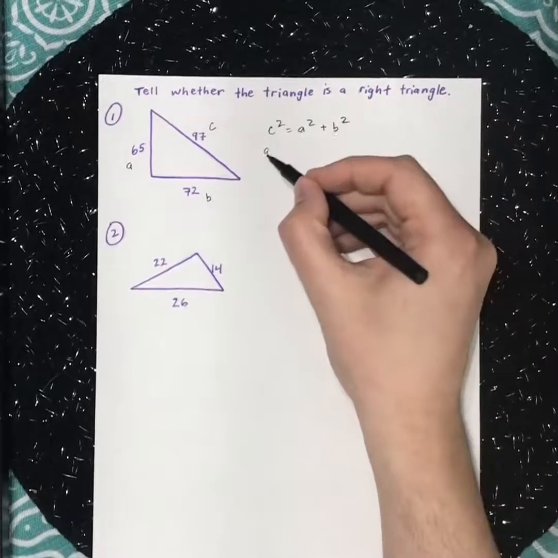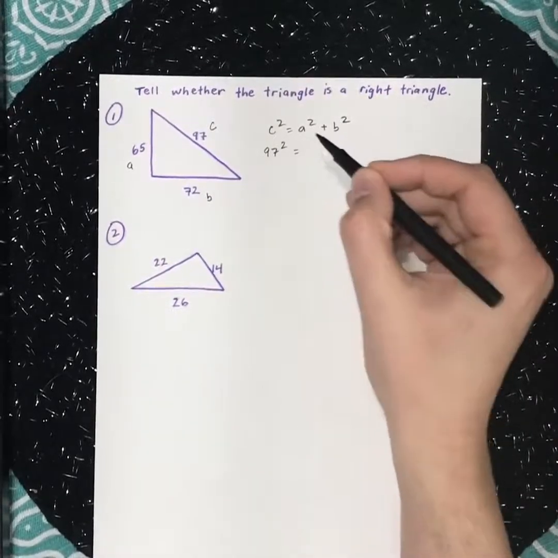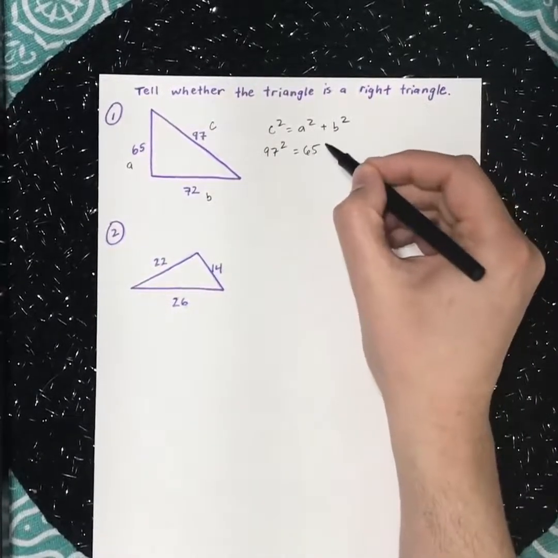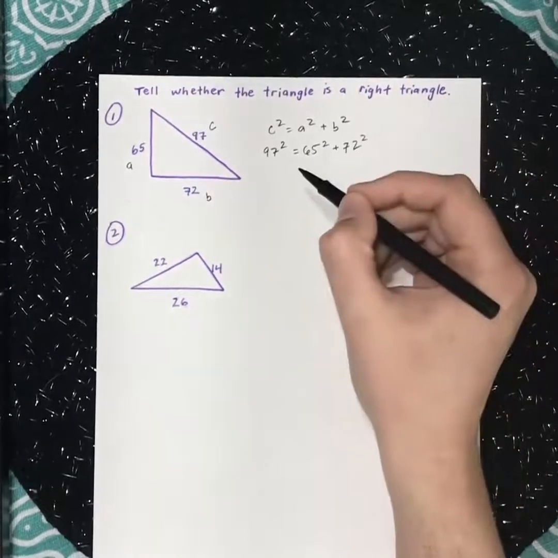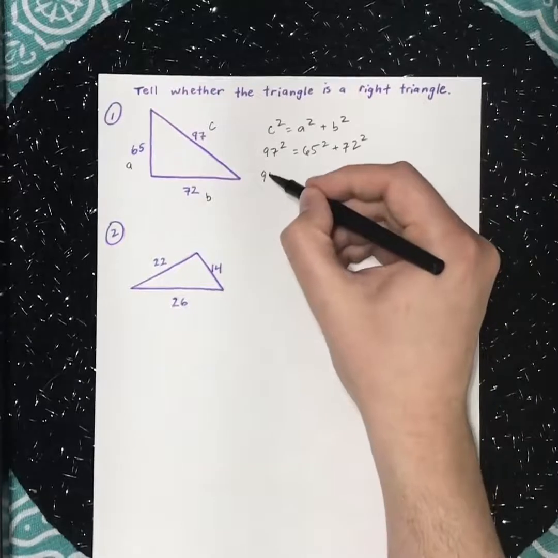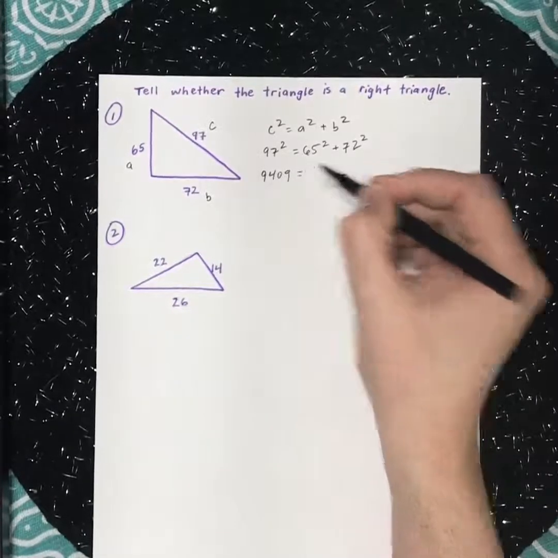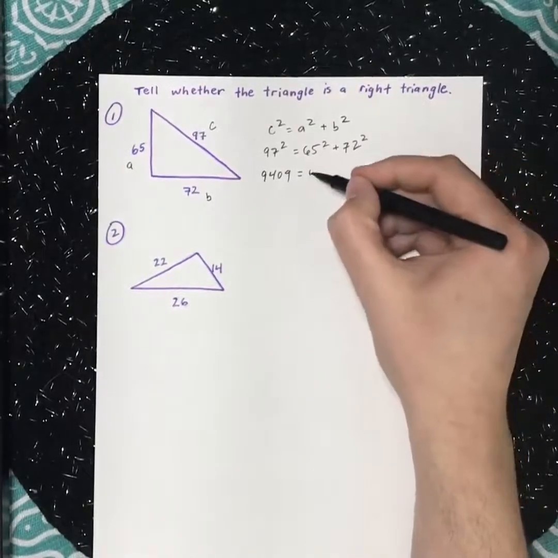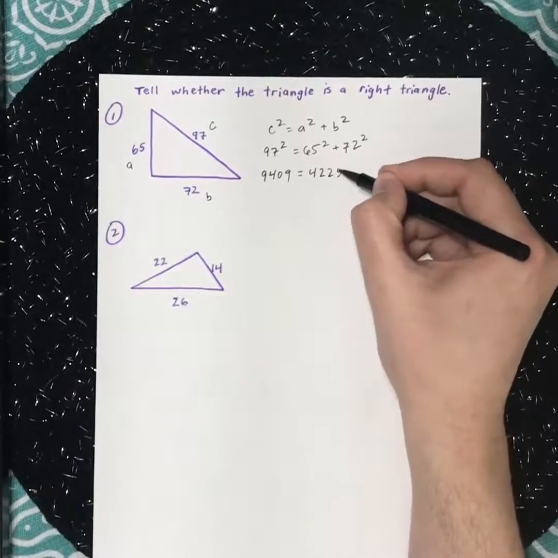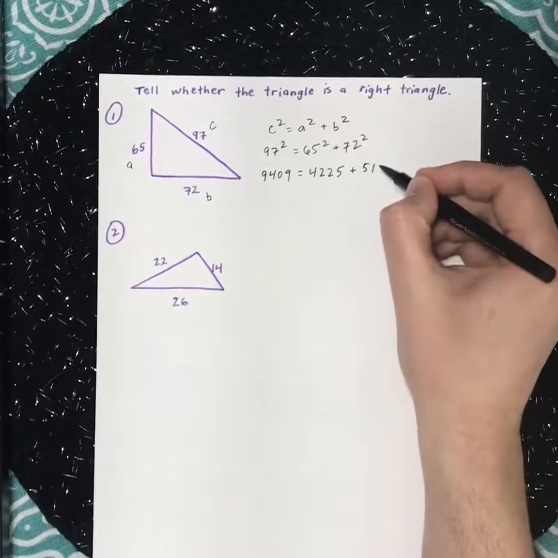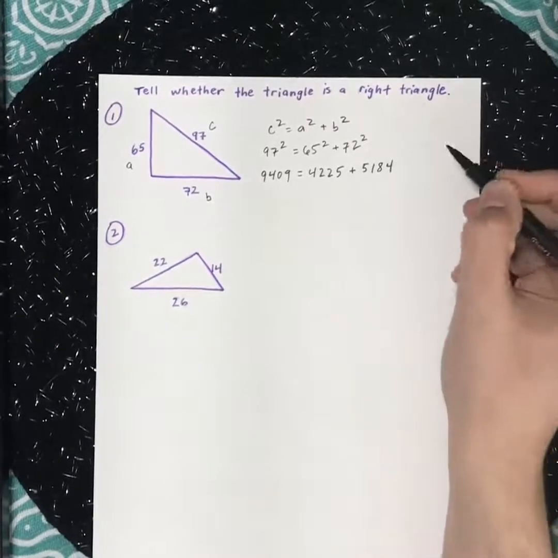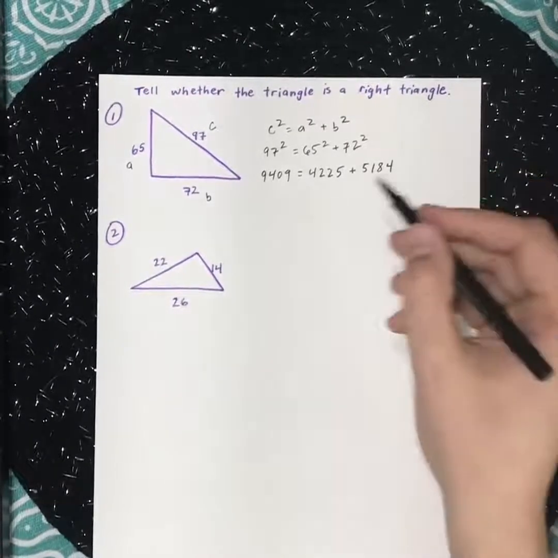So c squared is 97, a squared is 65, b is then 72 squared. 97 squared is 9,409. 65 squared is 4,225. And 72 squared is 5,184. And yes, I use a calculator to find these values.